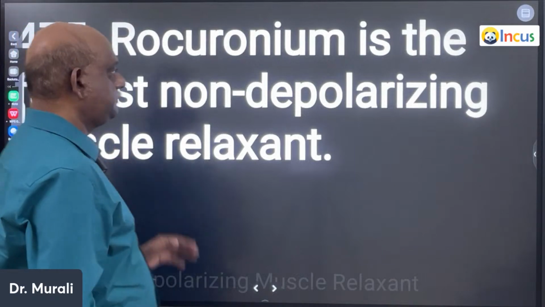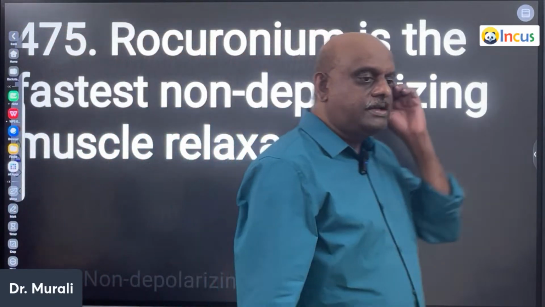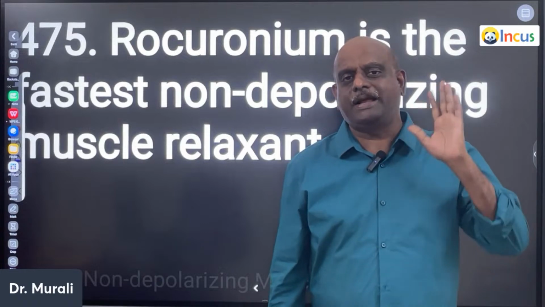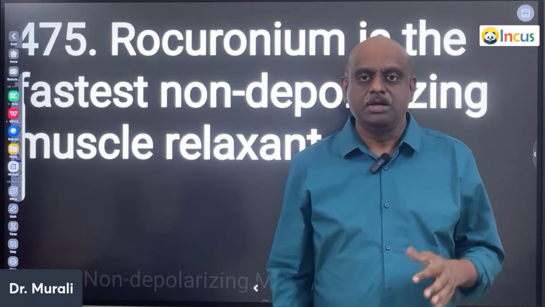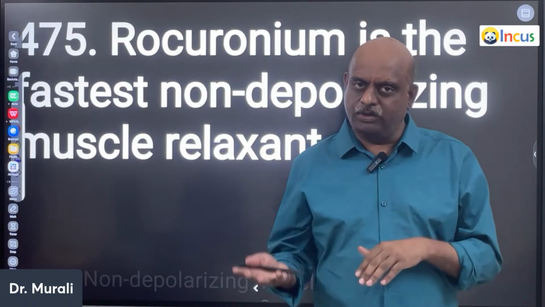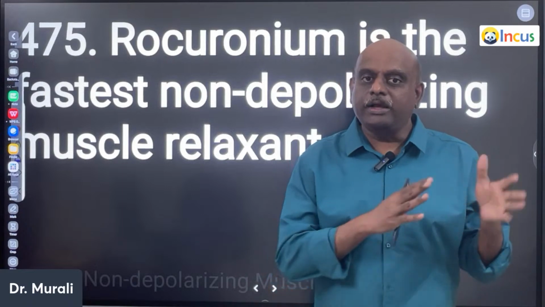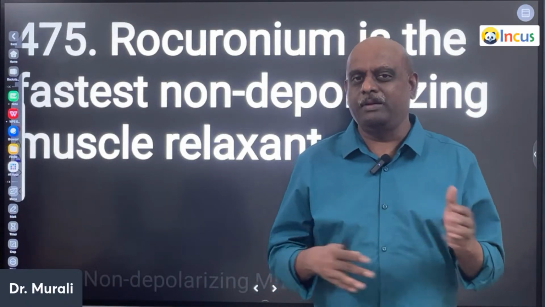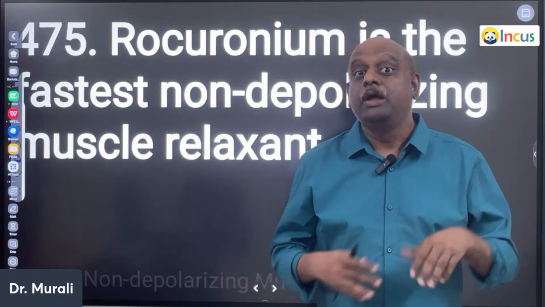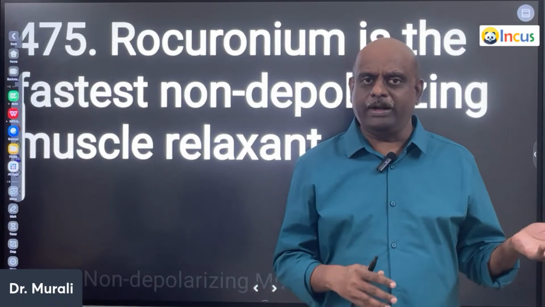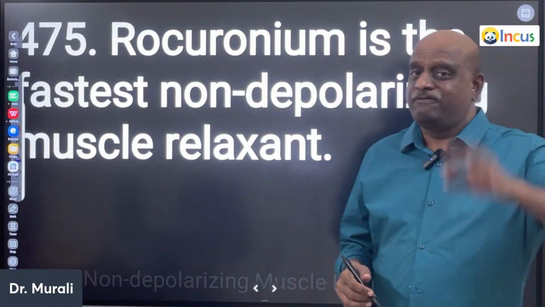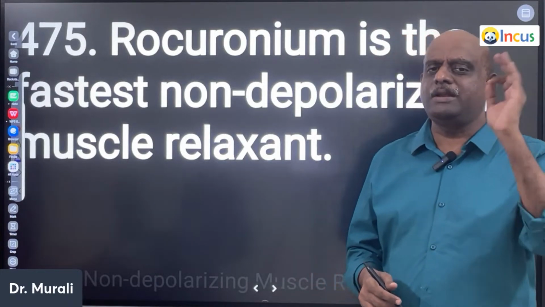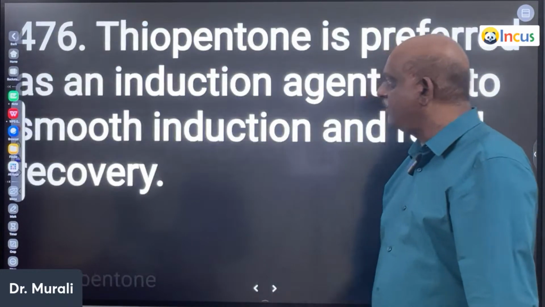So, which is an example of a fast non-depolarizing muscle relaxant? You should know the classification of the muscle relaxants into depolarizing and non-depolarizing. So all the curare derivatives, atracurium, rocuronium, pancuronium, are non-depolarizing, and rocuronium is the fastest out of all the non-depolarizing muscle relaxants, is a point of interest.